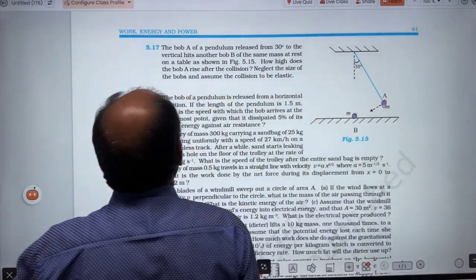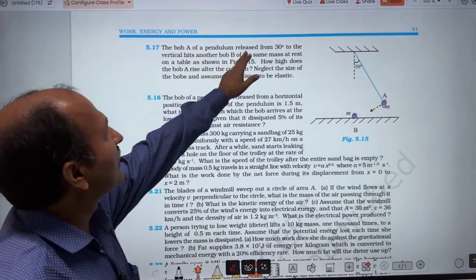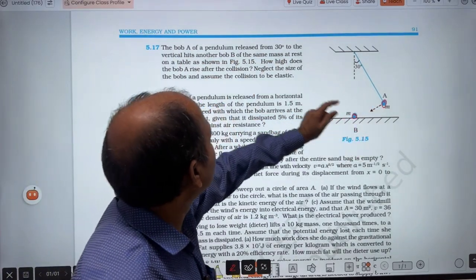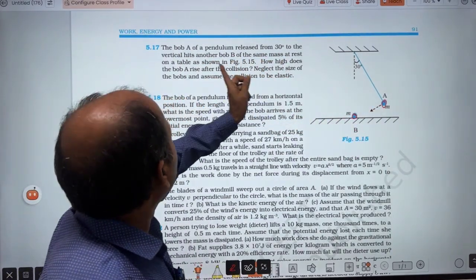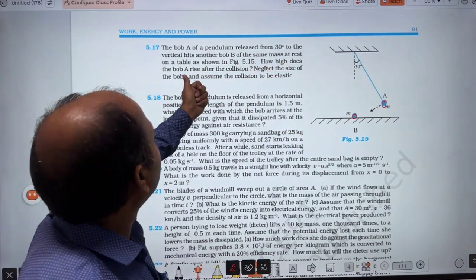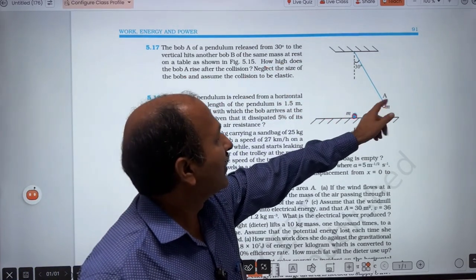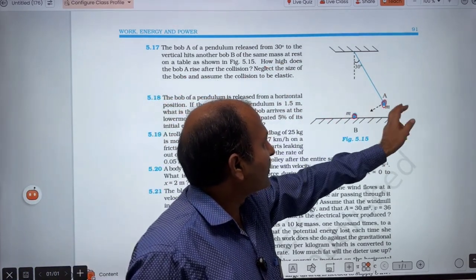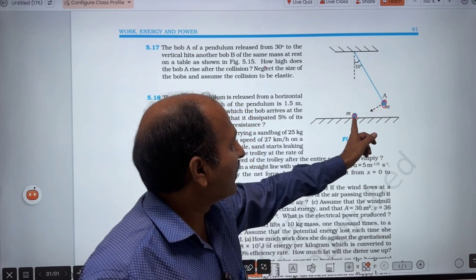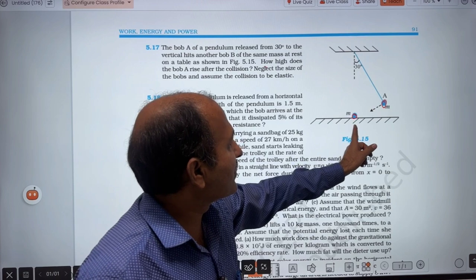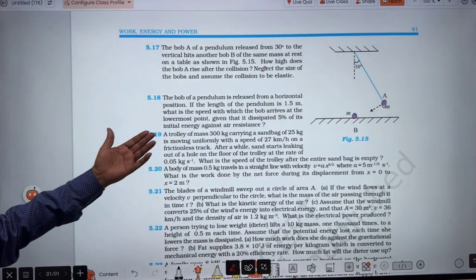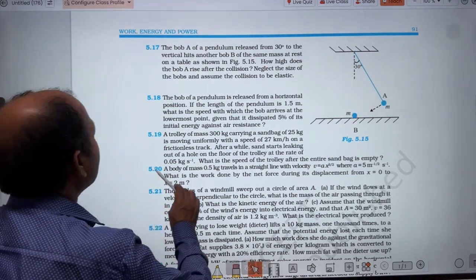So here the question says the bob A of the pendulum released from 30 degree to the vertical hits another bob B. So it is hitting bob B of the same mass at rest on a table. Here its velocity is 0. How high does the bob A rise after the collision? As I told you, the entire kinetic energy of bob A is getting transferred to bob B. Hence, bob A will come to rest and bob B will move in horizontal direction. So, I think you have understood the answer to this question.